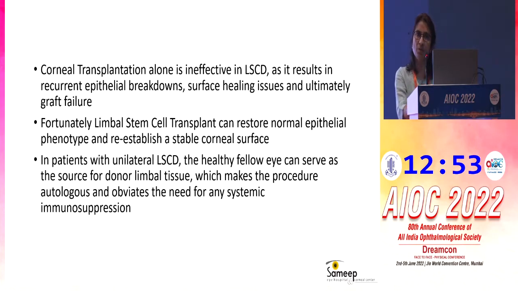Here I won't go into the detail of epithelial healing, but we all know that the limbal stem cells reside at the limbus and in the limbal niche and crypt, and from here there could be asymmetric and symmetric division, and it can take care of the whole epithelial surface. In patients with unilateral limbal stem cell deficiency, the healthy fellow eye can serve as a donor of limbal tissue, which makes the procedure autologous and obviates the need for any systemic immunosuppression.